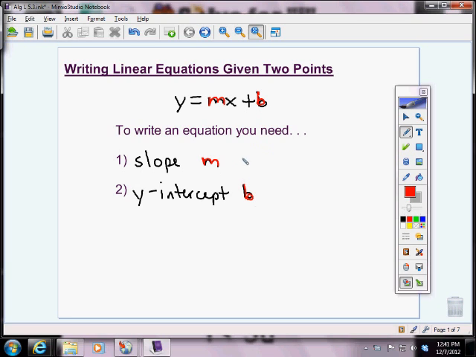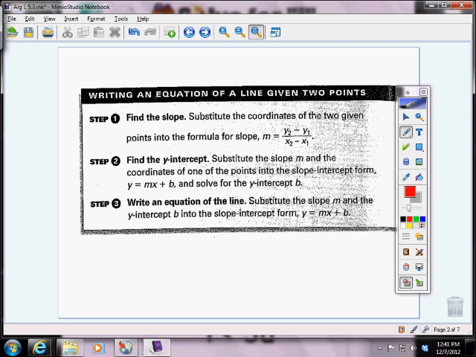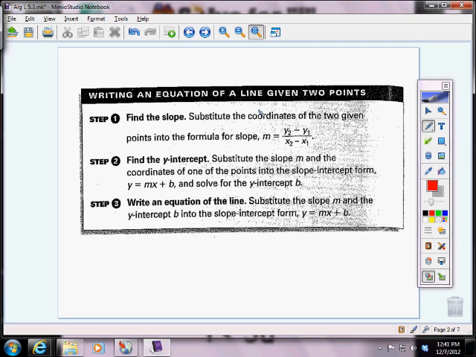So keep that in mind, because now we're going to be writing linear equations given 2 points. Again, they're going to be giving the information to us differently, and we are going to have to write an equation. We have to find these two things. Once you have the slope and y-intercept, you can write an equation. So here are our steps for writing an equation when given 2 points.